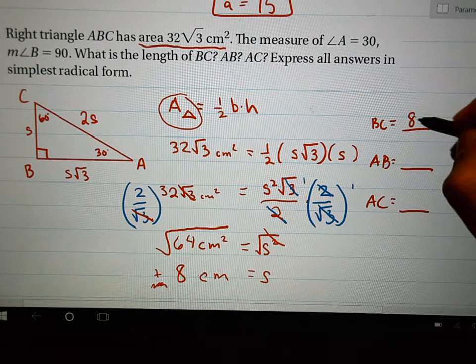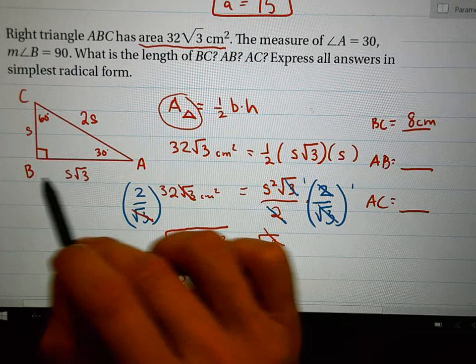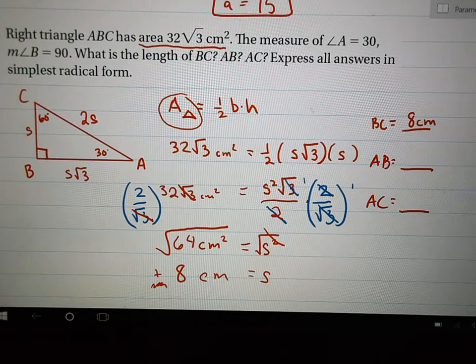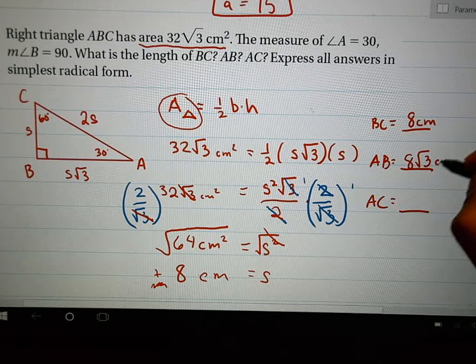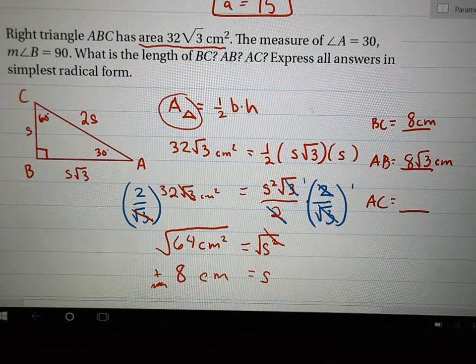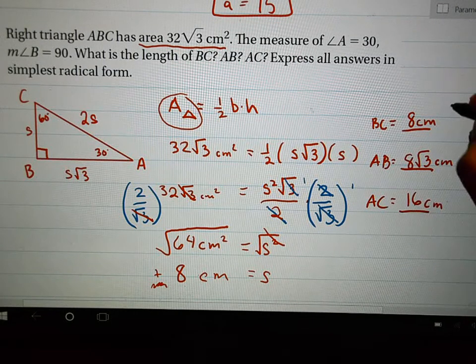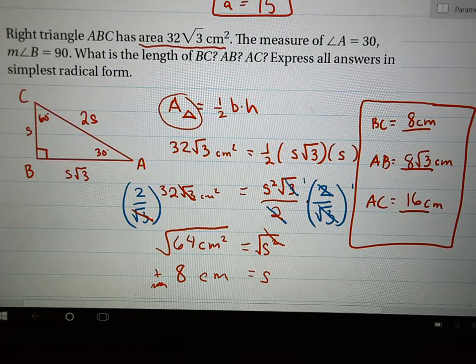8 centimeters. How long is AB in simplest radical form? And then AC is how long? 16. And there's our final answer. Hopefully that helps you in 7.2.